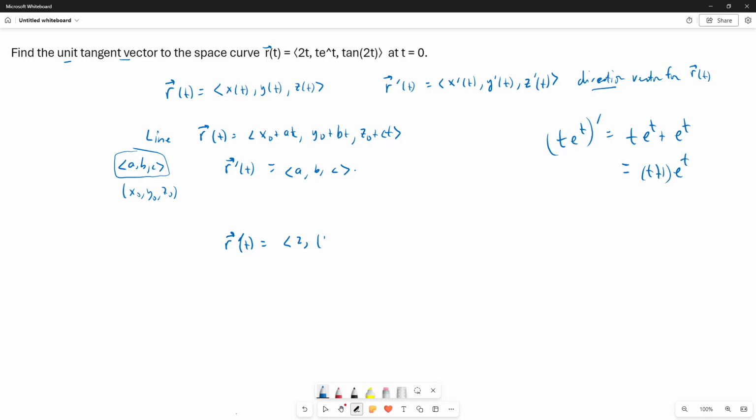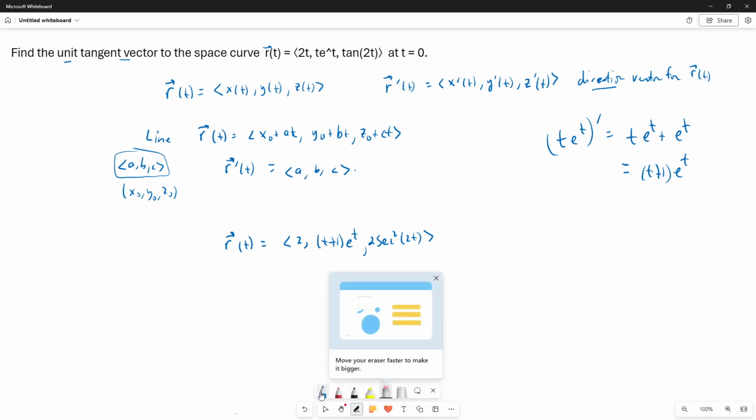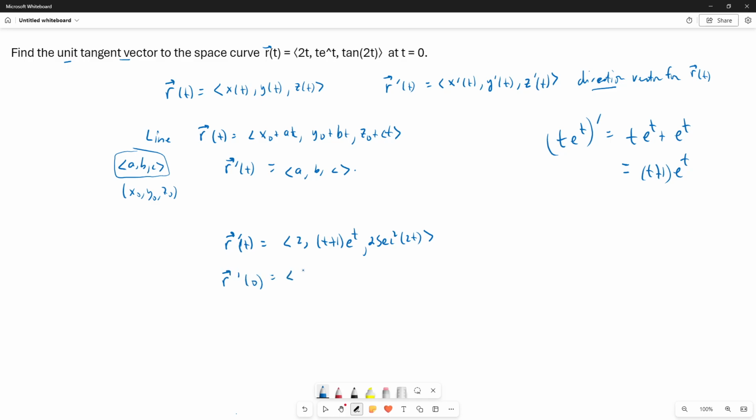So 2, and then t plus 1, e to the t, and then the derivative of tangent 2t using the chain rule will be secant squared of 2t times 2. So this will give us the tangent vector at any value of t. We're interested in time 0, so r prime of 0 is 2, 1, because 1 times e to the 0 is 1, and the secant of 0 is 1 because the cosine of 0 is 1 and the secant is the reciprocal, so it's 2, 1, 2.